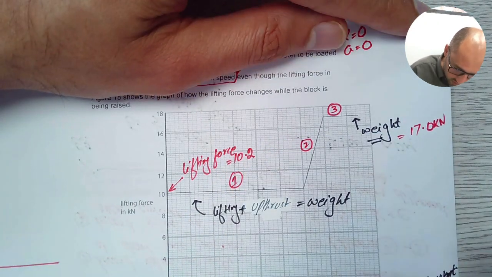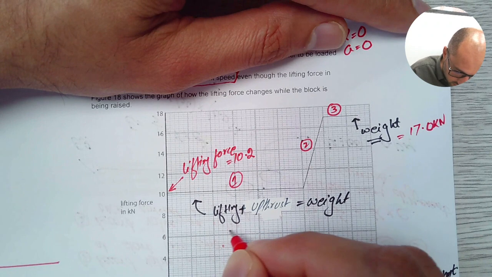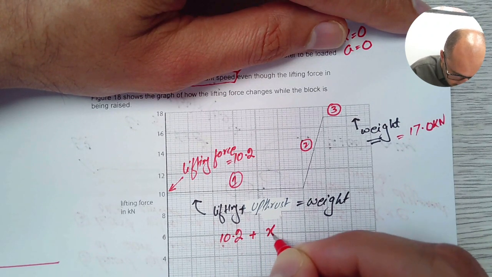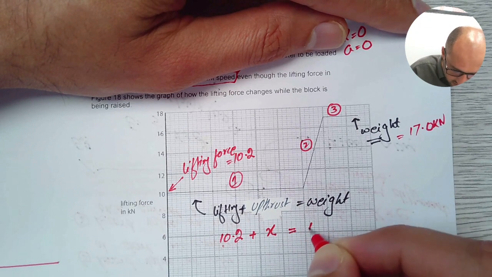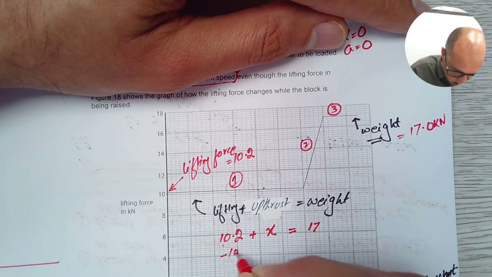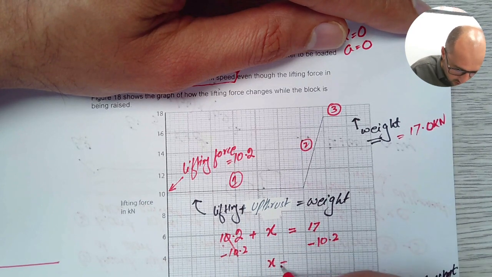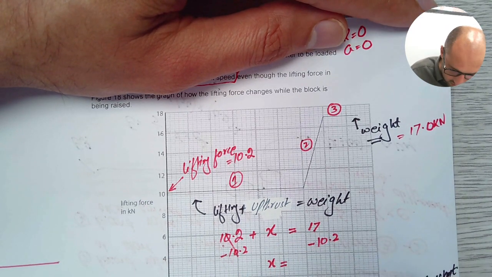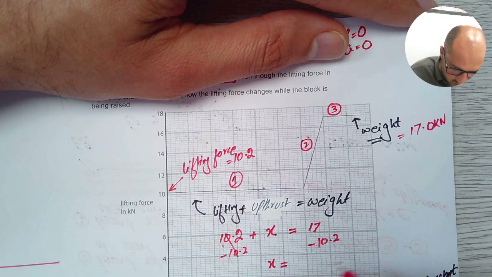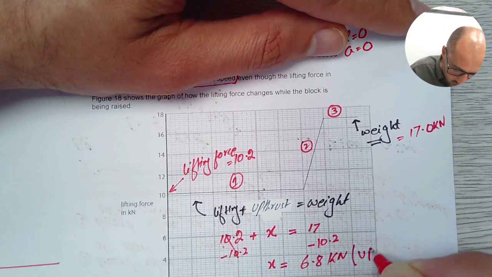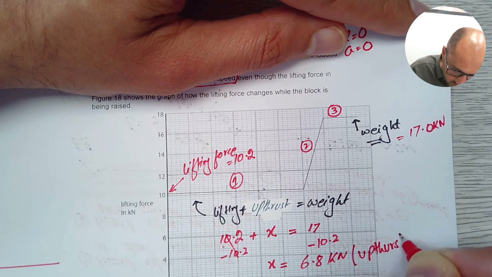So I can then plug these values in. Lifting force has a value of 10.2. Upthrust is not known, I can call it X. Weight is 17. If you take away 10.2 on this side and on this side, you will be left with 17 take away 10.2, which gives you 6.8 kN, and this is your upthrust.